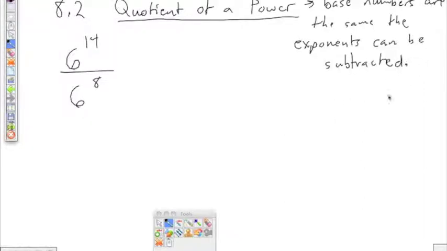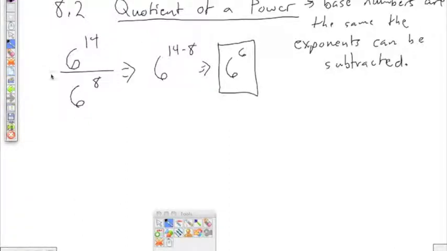Okay? I have a base number of 6, a base number of 6. Are they the same? Sure are. So we're just going to take these exponents and we're going to subtract them. 14 minus 8 would equal 6 to the power of 6.